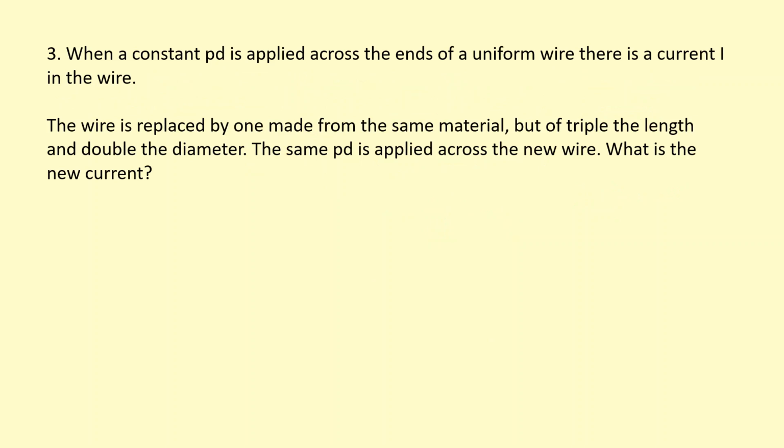Okay, when a constant potential difference is applied across the ends of a uniform wire, there is current I in the wire. The wire is replaced by one made from the same material. That means the resistivity is constant, but the triple the length and double the diameter. The same potential difference applied across the new wire. What is the new current?